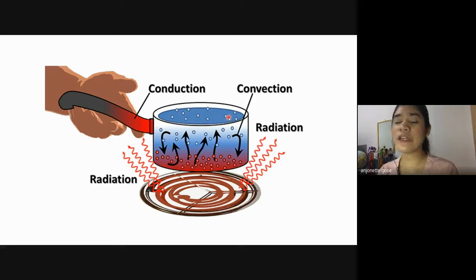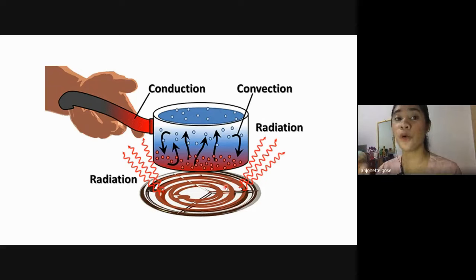nasa itaas. So, meron tayong tinatawag na natural phenomenon na convection current. Sabi ng convection current, warm material rises, cold material sinks. So, yung warm material ay umaakyat, yung cold material ay bumababa. Ang binanggit ko ay material, hindi water or any object. Bakit material yung binanggit ko? Kasi ang convection current ay also applicable sa air. So, yung warm material rises, it could be water, it could be air. And cold material sinks, it could be water and it could be air.